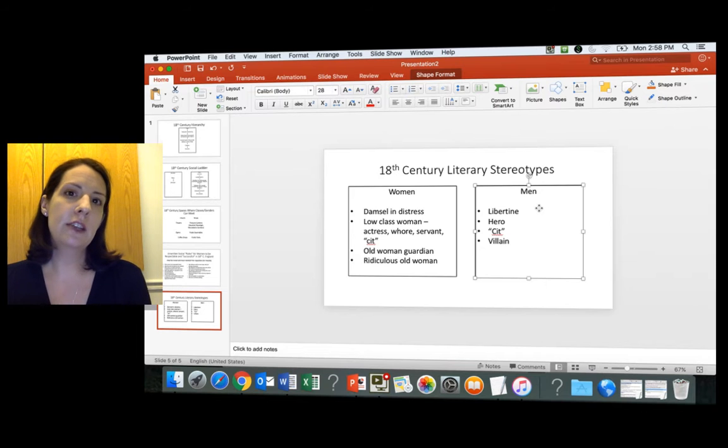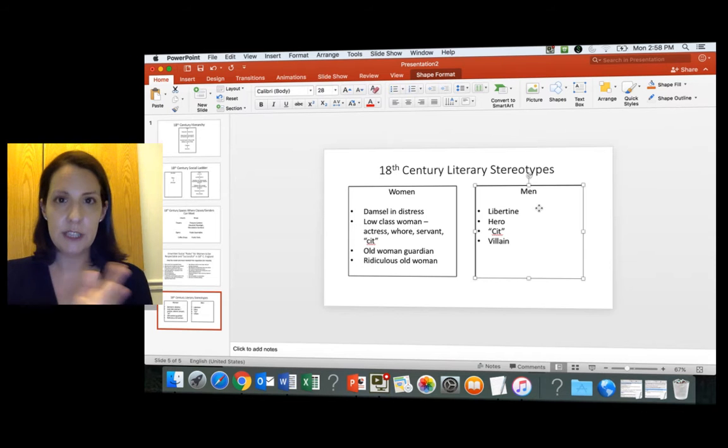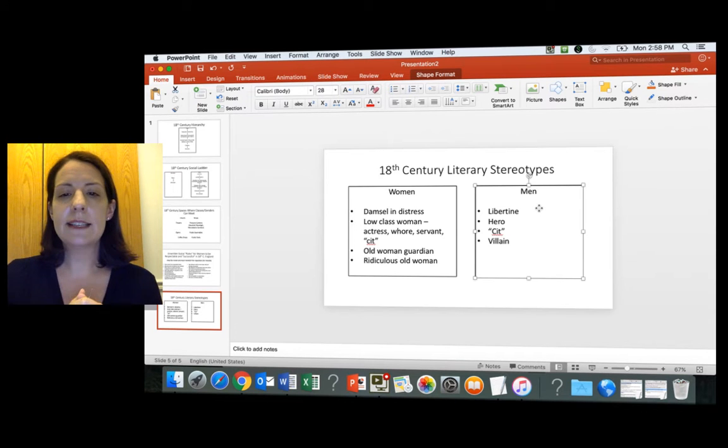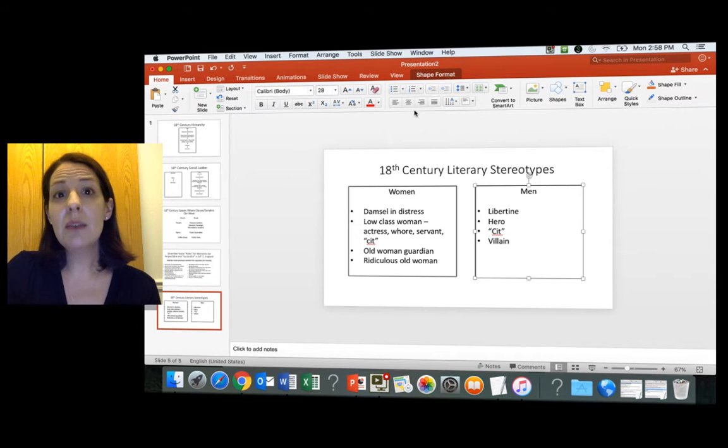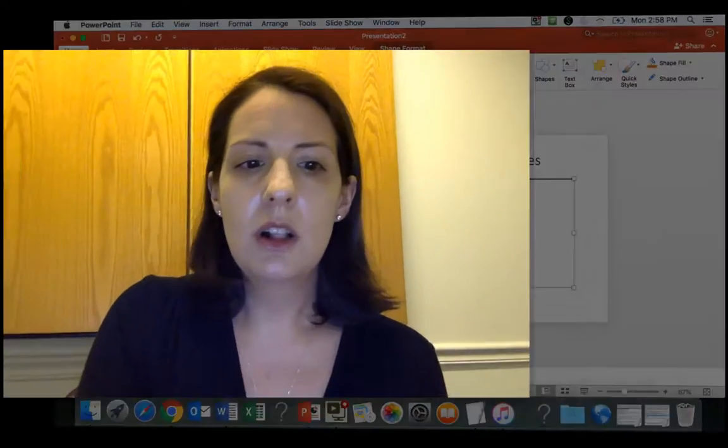Libertines are men that enjoy having numerous relationships with women, usually sexual relationships. There's also typically a hero, which is a man that is going to try and protect the damsel in distress. There's also cits, so tradesmen who exist in London, and then villains. And we know that there's these types because, in part, Haywood actually helps to develop these stereotypes that we see. So let's turn some attention to talking about Eliza Haywood.